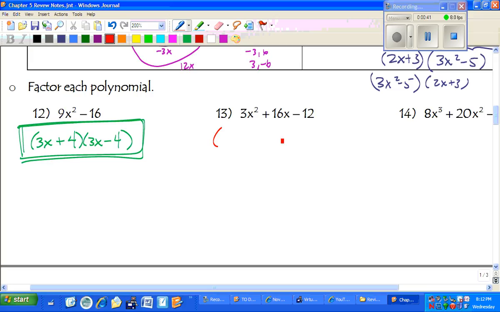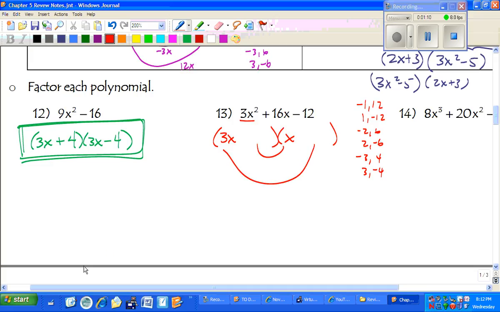For number 3, this is one of those tougher ones. We're going to have a 3x and an x, because these have to multiply to give us 3x squared. These two have to multiply to give us negative 12, so it could be negative 1 and 12, 1 and negative 12, negative 2 and 6, 2 and negative 6, negative 3 and 4, or 3 and negative 4. And whatever we put in there, remember we have to multiply, so this one gets multiplied by x, this one gets multiplied by 3x. And together, those have to give us the 16x.